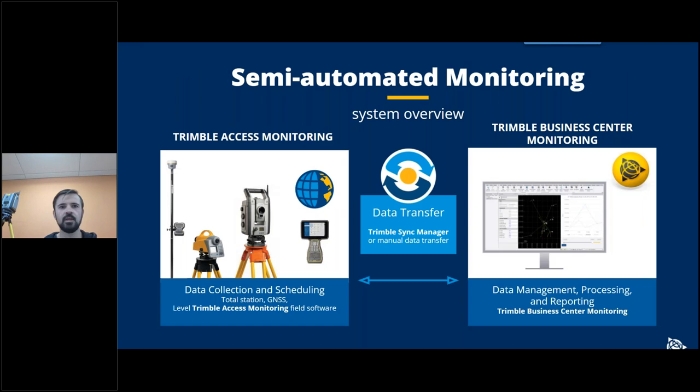So the system that we'll be talking about today for semi-automated monitoring is probably really familiar to a lot of you. We have Trimble Access, which is the field software running with the total stations and the GNSS that's used to collect that data. And then we're going to go into the office on the Trimble Business Center side, where you bring all of that field data, you manage it, you do some QC, some processing, and generate some reports and visuals for your monitoring project from there.